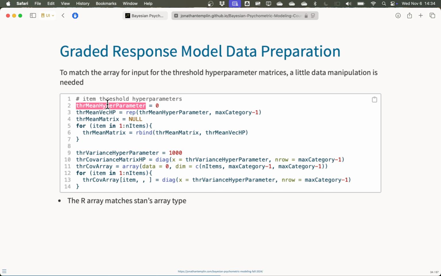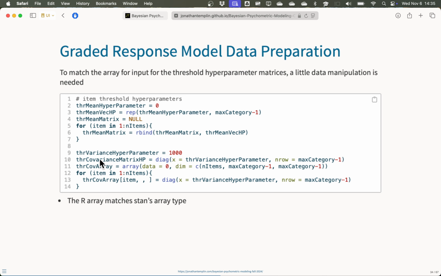So what I do with that is I remember that there are 4 hyperparameters for each item. So then I create a threshold mean hyperparameter vector where I take the 0 and I set it into 4 spots. That's what this rep function does. It basically returns 4 zeros as a vector. Then I initialize an empty matrix, and I go through each item, and I add each row of zeros for my hyperparameters to this matrix. So threshold THR mean matrix is the matrix that we will use for the hyperparameters for the thresholds, the mean vector of the thresholds.